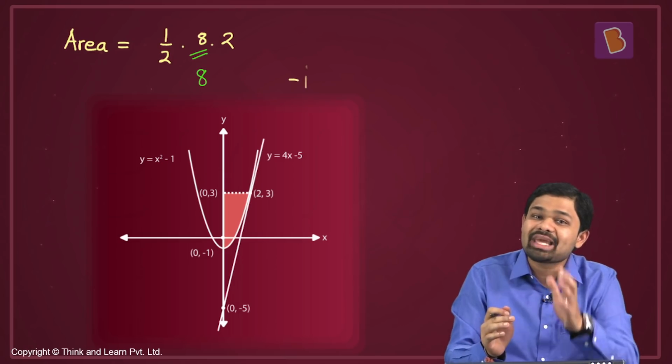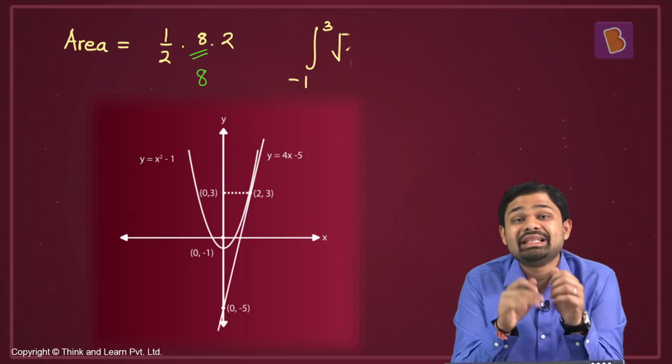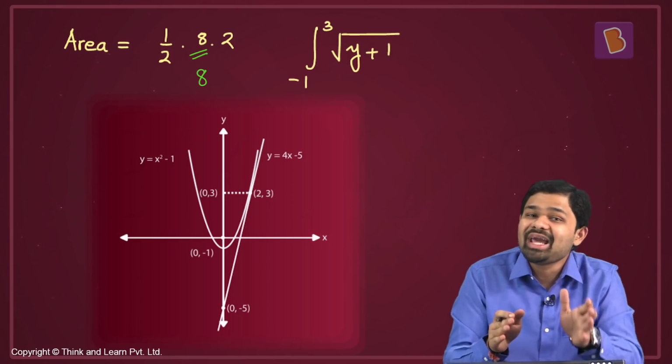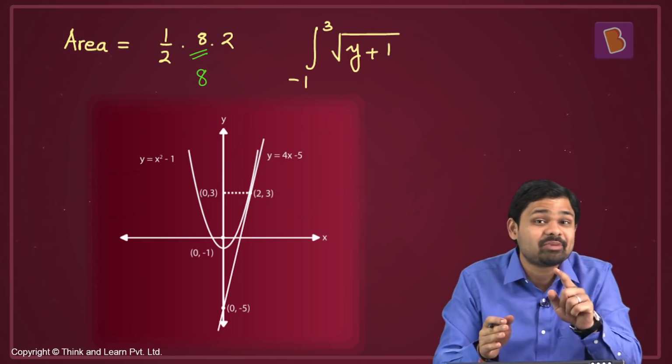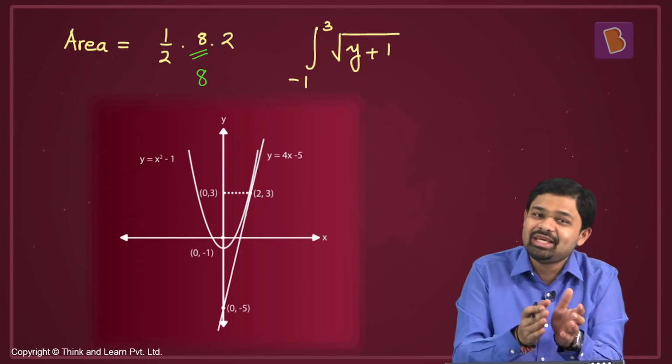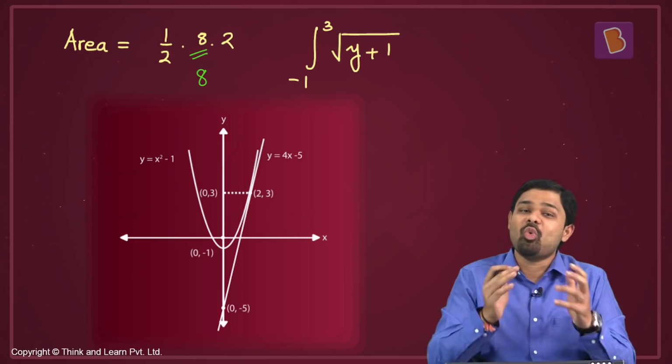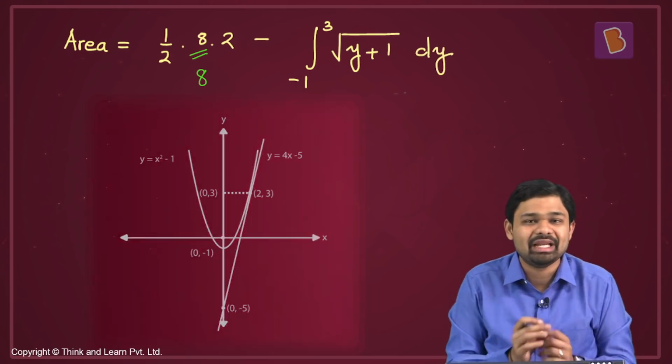So the integral from -1 to 3 of the square root of y plus 1, because the equation of the parabola was y is equal to x square minus 1. Now I'm going to express it in terms of x. So x will be equal to the square root of y plus 1, and then integrate with respect to y, so dy. A very simple integration question.